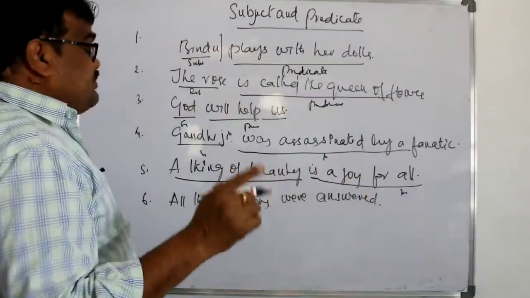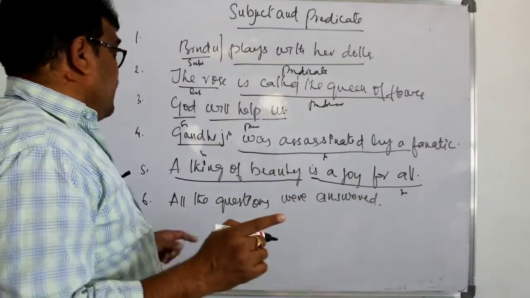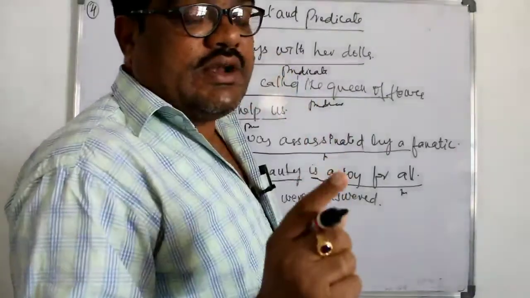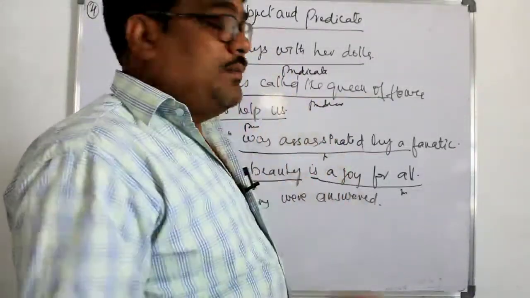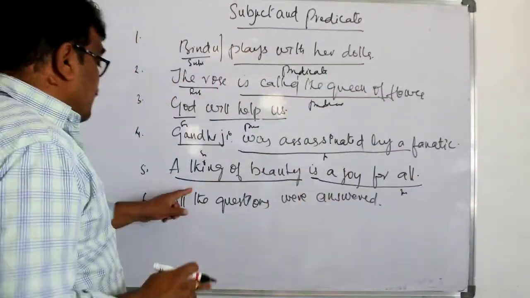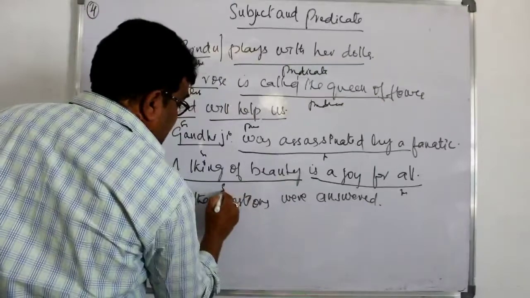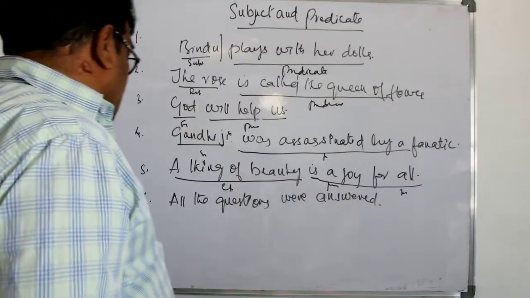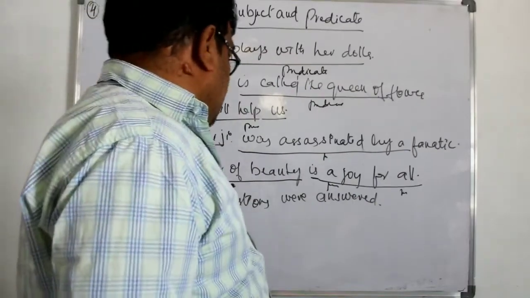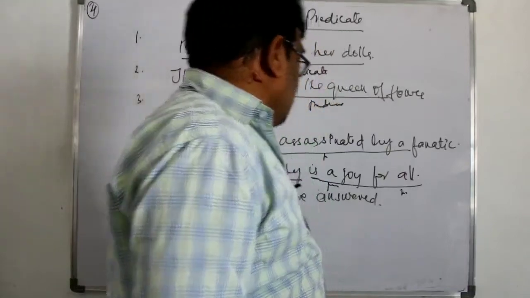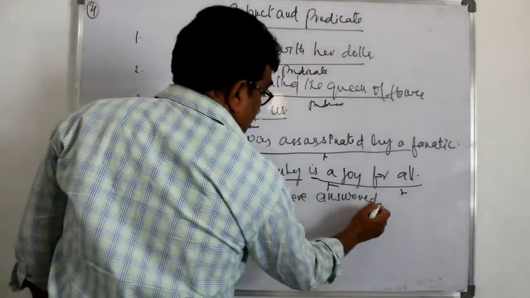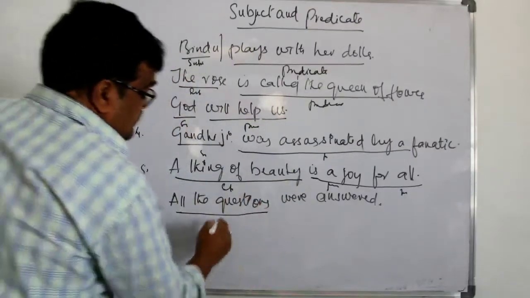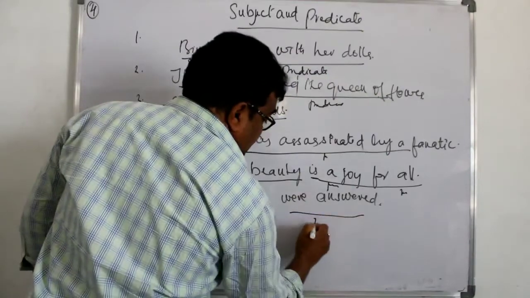I told you a subject may be a word or group of words. If in a sentence only two words are there, definitely one word will be the subject and another word will be the verb. That is compulsory. So, a thing of beauty, a group of words, is the subject, whereas the remaining part is the predicate. Now, another example, all the questions were answered. Here, all the questions is the subject, whereas were answered is the predicate.